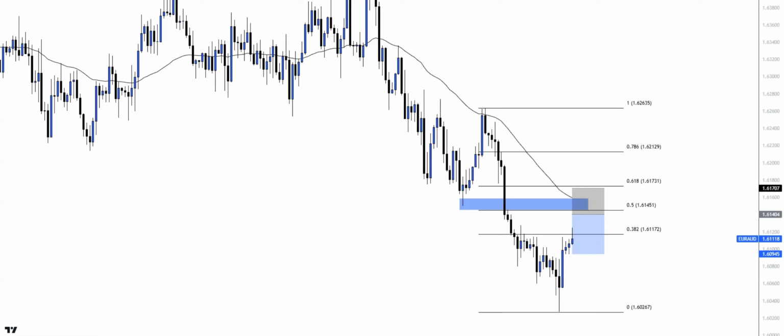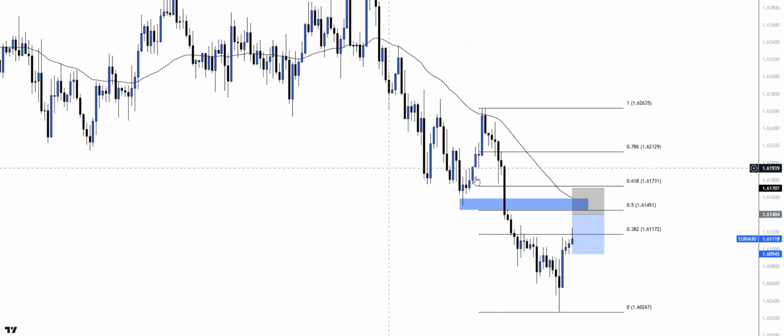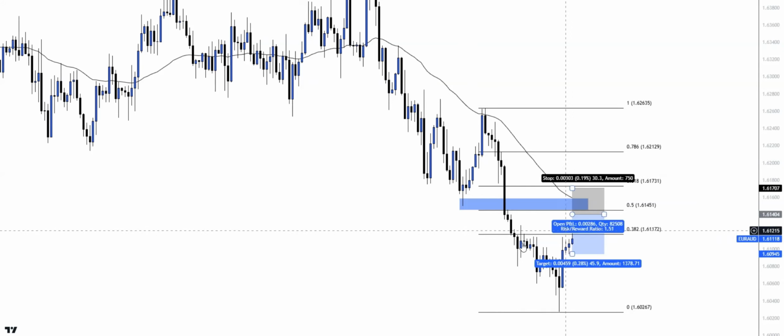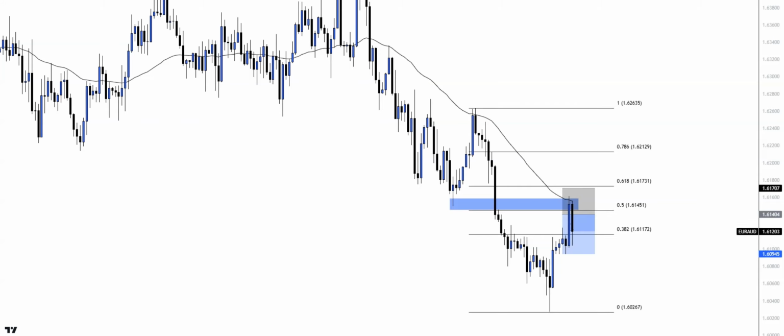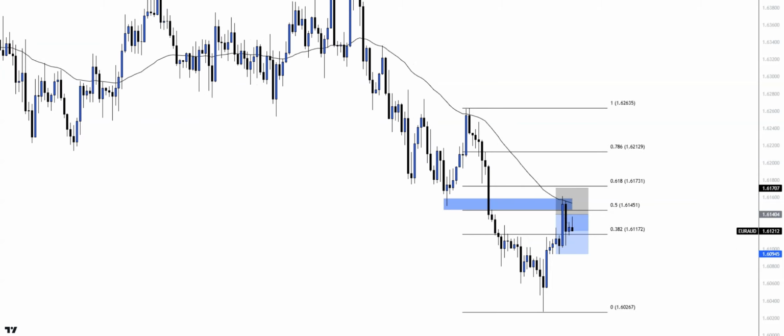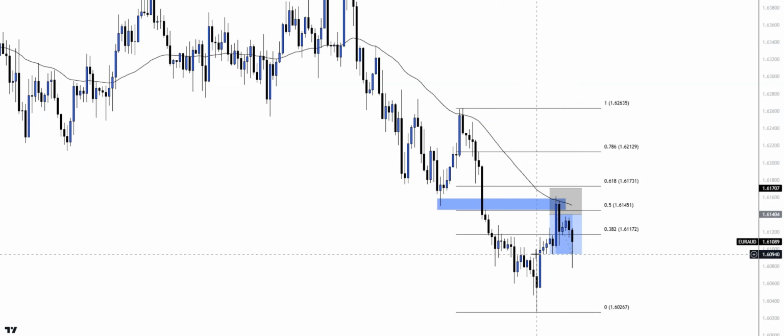So I did send this trade to the group. The group obviously took this and benefited from this as well. I'll put that screenshot on the screen. And then this was basically the play that I was looking for. So as you can see, price came up, pushed into the zone, and then pushed down. So this is where I ended up taking my TP1.